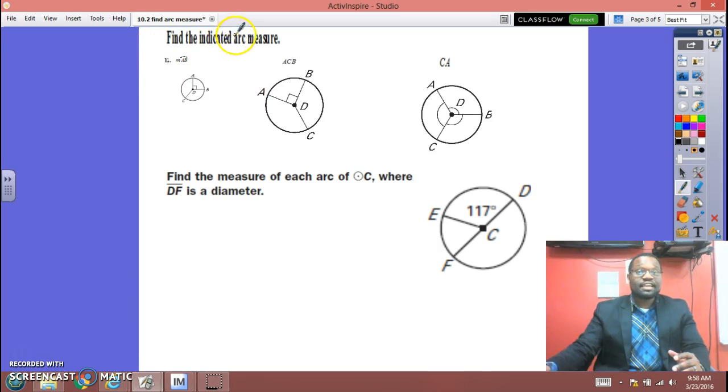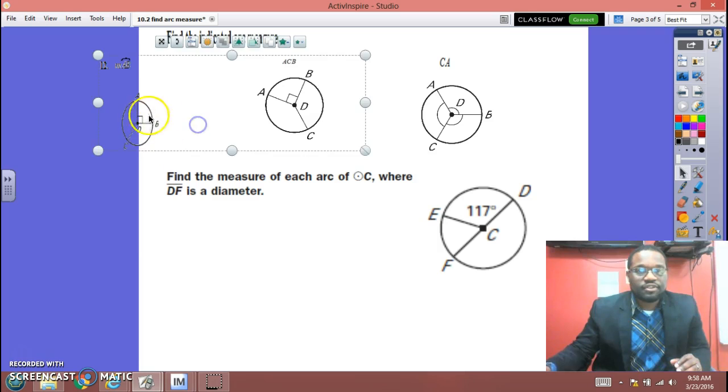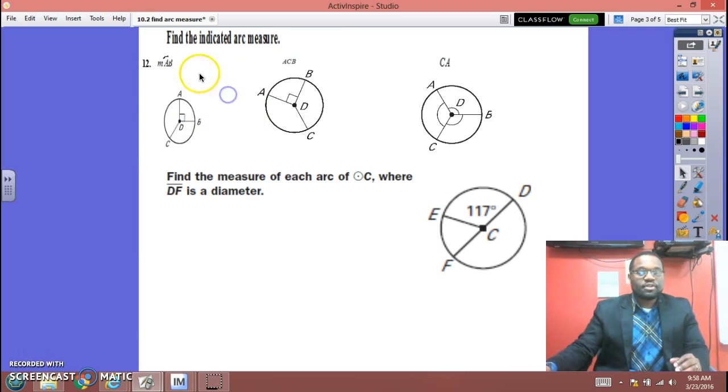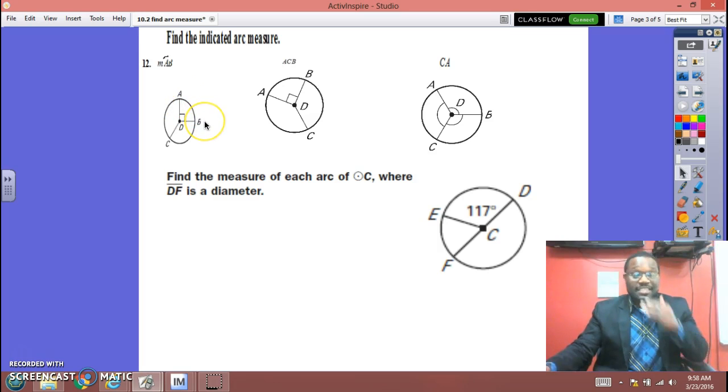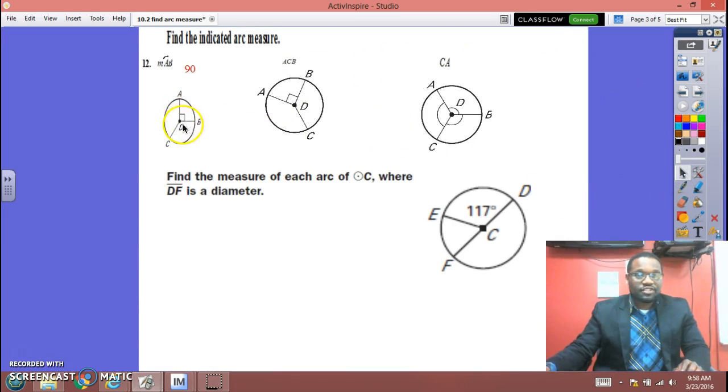Now find the indicated arc measure. So I'm looking for a degree, a number. Whenever you see measure in any math, they're talking about a number. All right. So this one is kind of small. Anyway, they want to know what arc AB is. Remember I said it's the same as the central angle. So arc AB has to be 90 degrees, right? Because that's a right angle. If this is 90 degrees, then the arc is going to be the same as that.